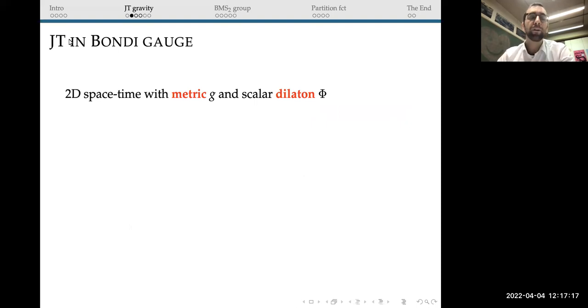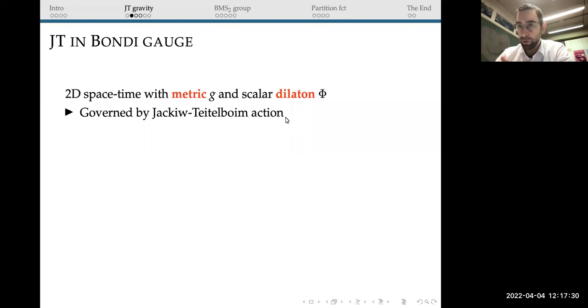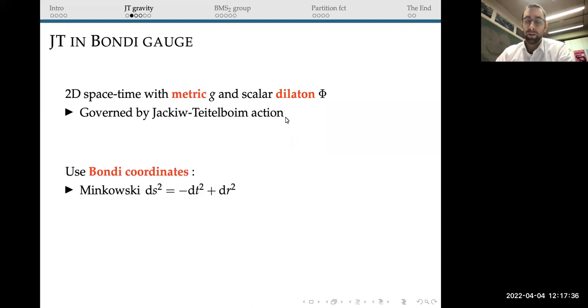So throughout the talk, I'm going to consider a two-dimensional space-time manifold that supports a metric and a scalar dilaton. So these are governed by the JT action functional, which I'm not going to write down for now because you'll need to know its details. What I do want to stress is that I'm going to work in Bondi coordinates. And to introduce those, suppose first that you just write the Minkowski metric as usual in inertial coordinates. So I have an inertial time t and some spatial coordinate r. And now in those terms, suppose that you define a retarded time u, which is given by this expression here. If you plug this back into the metric, you find this expression for the metric in Bondi coordinates.